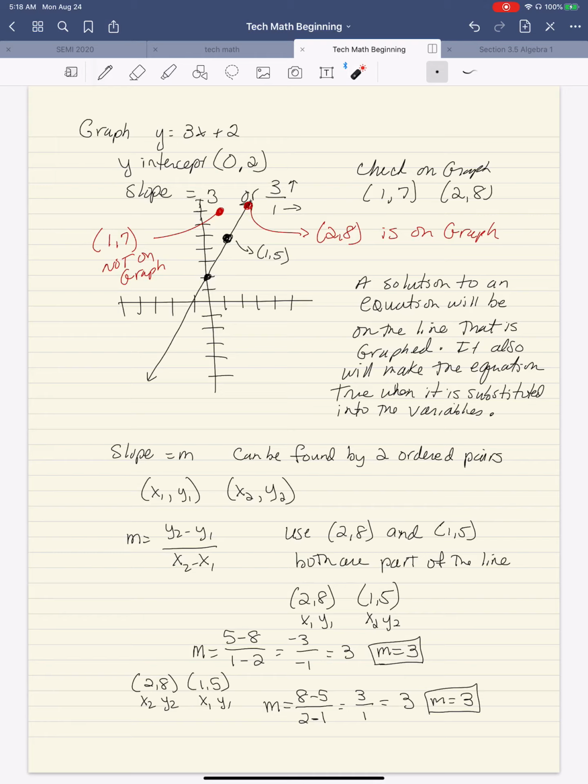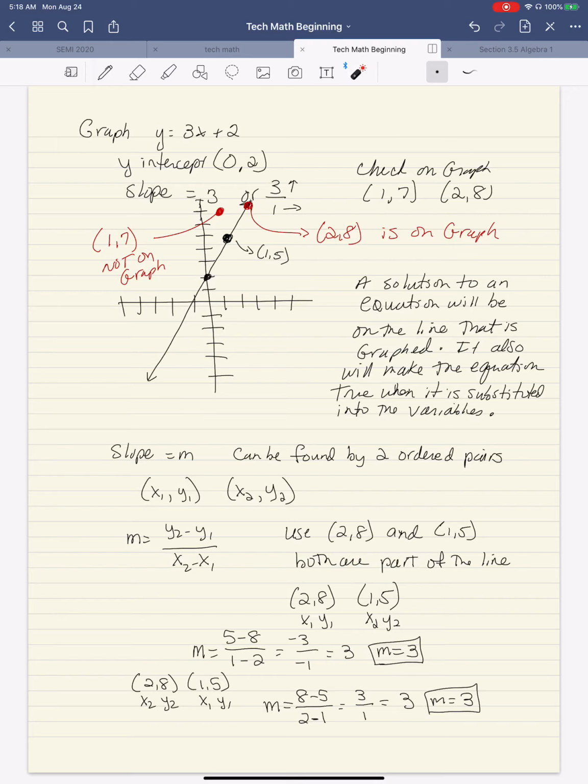So 2, 8 was actually on the graph that I graphed over here. And 1, 5 is also on the graph. I just pulled it off by looking at it after I graphed it. So 1, 2, 3, 4, 5, right here, 1, 5. So I take 2, 8, 1, 5, and I'm going to find the slope, even though I know the slope because the slope is right here when it's in slope-intercept form. But let's just verify it.